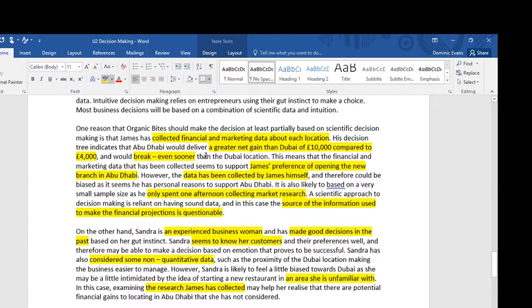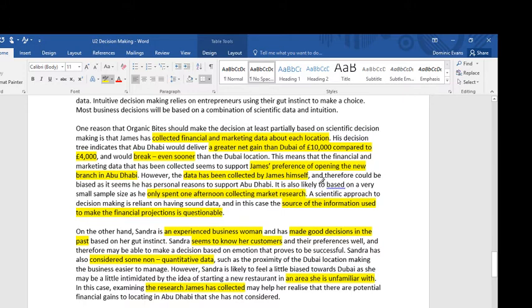And I've also put it will break even sooner than the Dubai location. This means that the financial and marketing data that is being collected seems to support James's preference of opening the new branch in Abu Dhabi. So all of these bits in yellow are bits of information from the case study that I've pulled together to form my argument. I've got a however in here, so I'm showing some balance now.